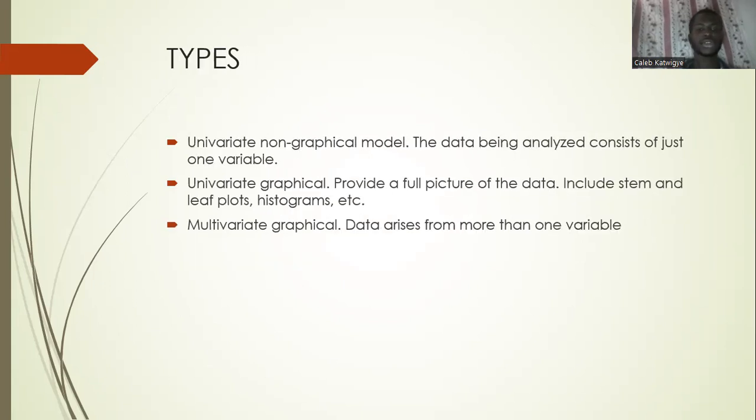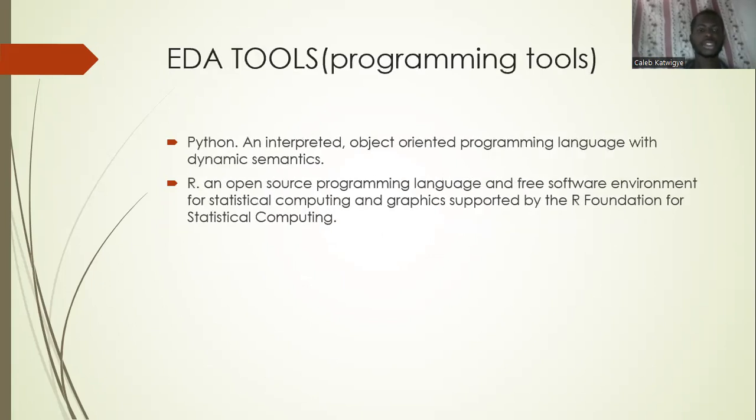So the types: univariate, where there's one variable, and then between those ones, we have non-graphical and graphical. Yes, that's self-explanatory. And then we have multivariate, graphical, where data arises from more than one variable or two or more variables. So the programming tools, we have Python and R, but in this presentation, we are using Python.